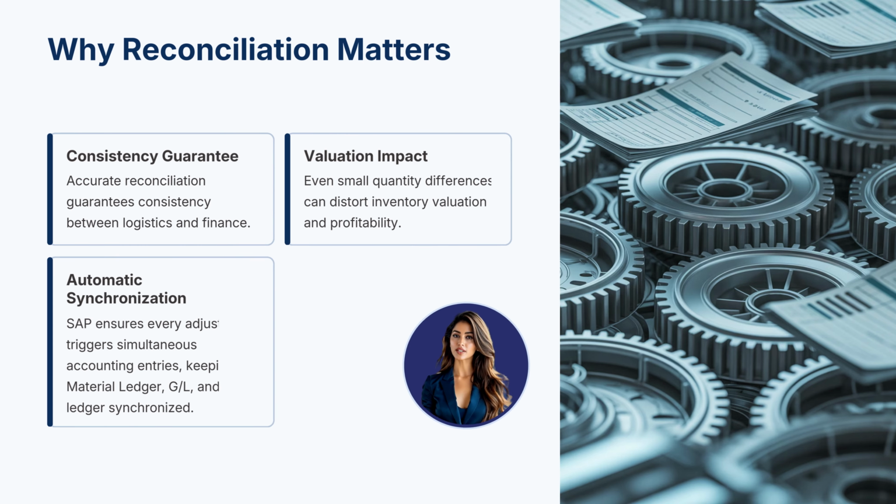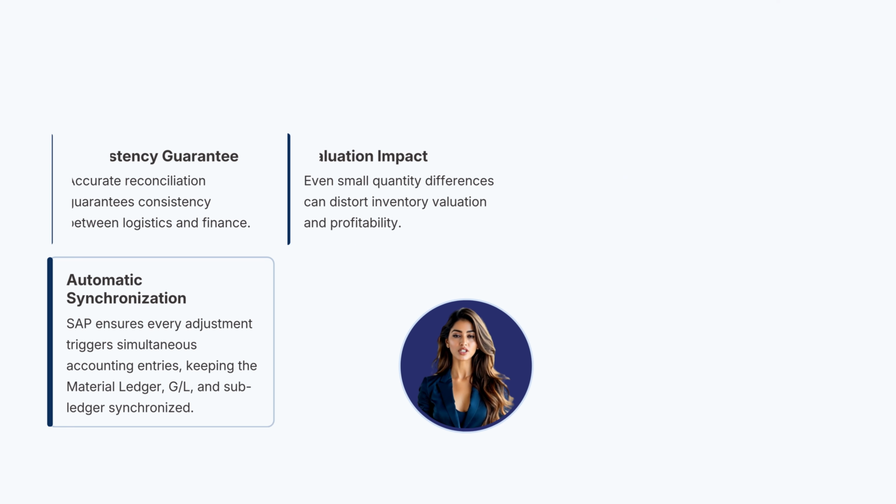Why reconciliation matters. Even a small stock discrepancy can cause financial misstatements. If logistics shows 100 units but finance values 98, the company's balance sheet is off. SAP solves this by ensuring every inventory change automatically posts corresponding accounting entries, maintaining alignment across modules. Reconciliation therefore safeguards both operational accuracy and compliance.